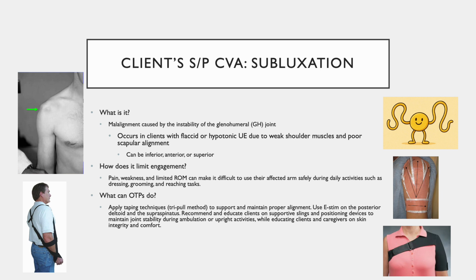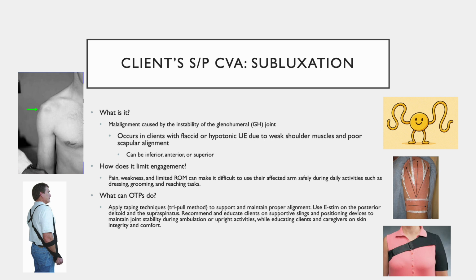Subluxation is the malalignment caused by the instability of the glenohumeral joint. It occurs in clients with flaccid or hypotonic upper extremities due to weak shoulder muscles and poor scapular alignment. It can be inferior, which is most common, anterior, or superior. How does it limit engagement? Pain, weakness, and limited range of motion can make it difficult to use their affected arm safely during daily activities such as dressing, grooming, and reaching tasks.